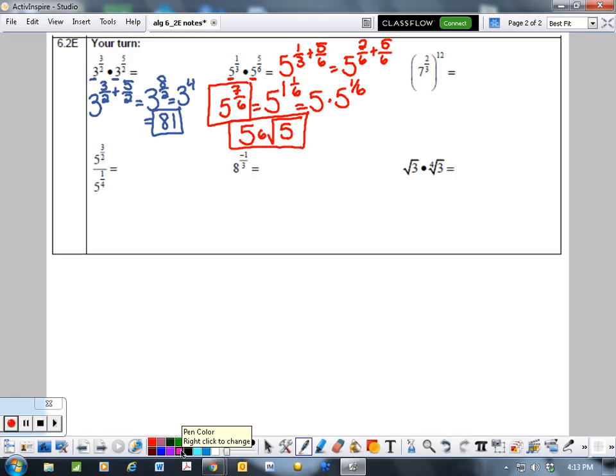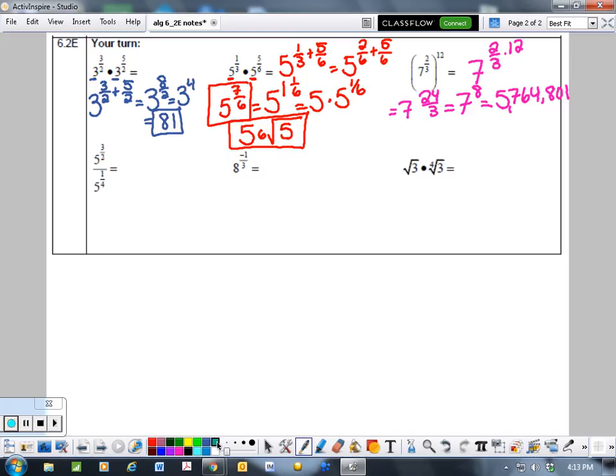Okay, so next one, 7 to the 2/3 raised again to the 12th. So we multiply those exponents. So this becomes 7 to the 2/3 times 12, which becomes 7 to the 24/3, which is really 7 to the 8th power. Whew, that's going to be a big number. What is 7 to the 8th power? 5,764,801.